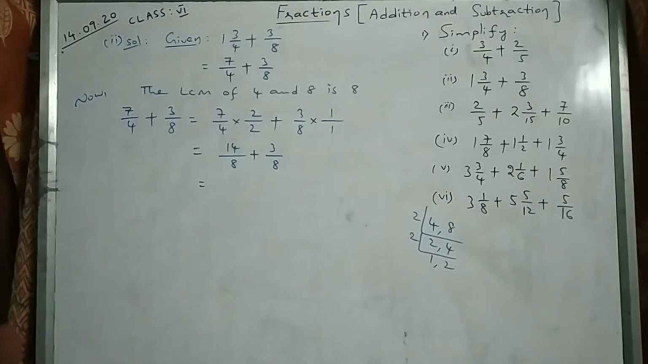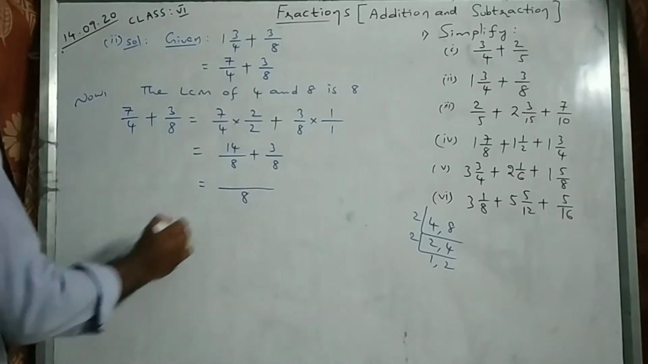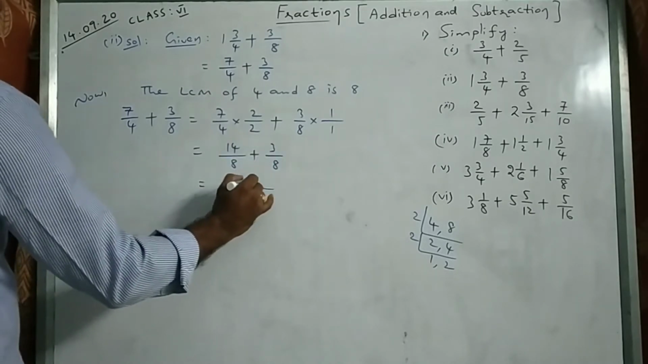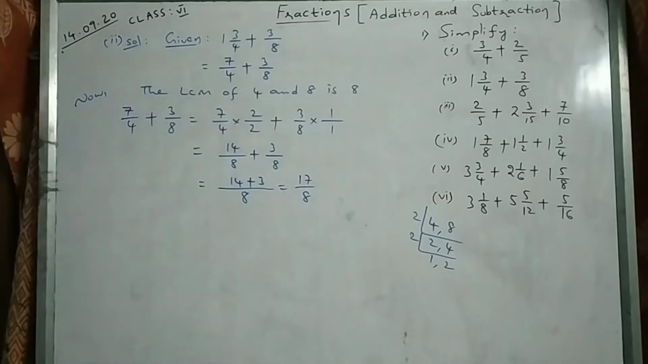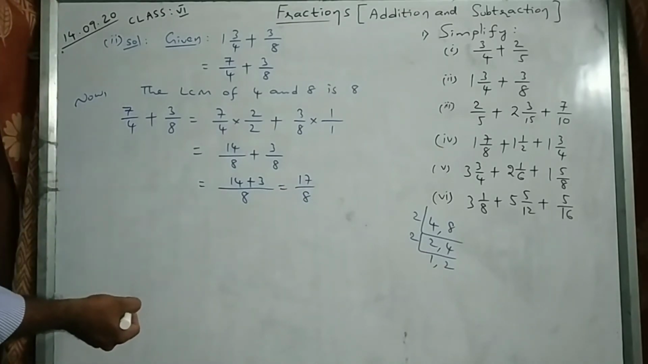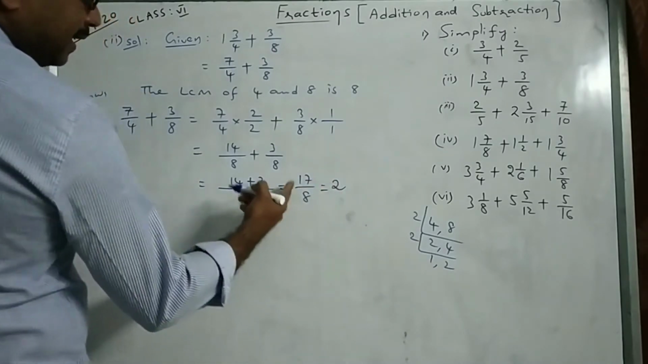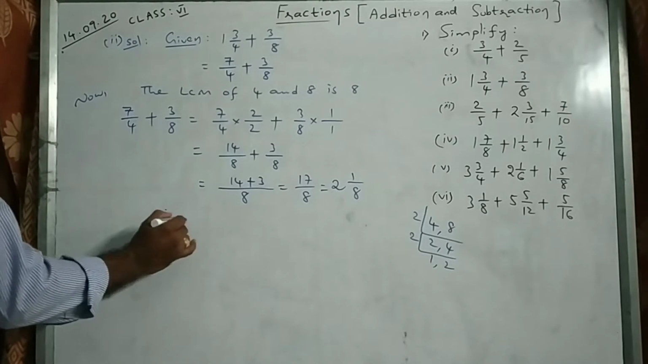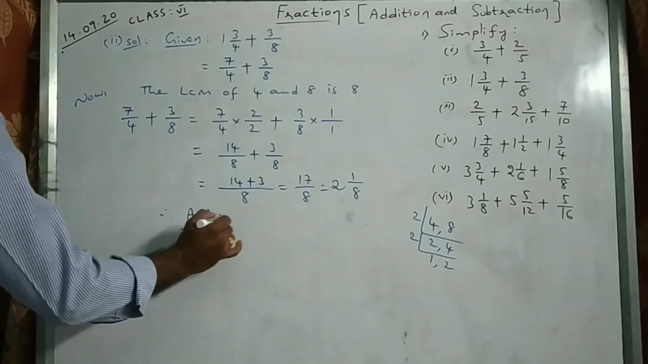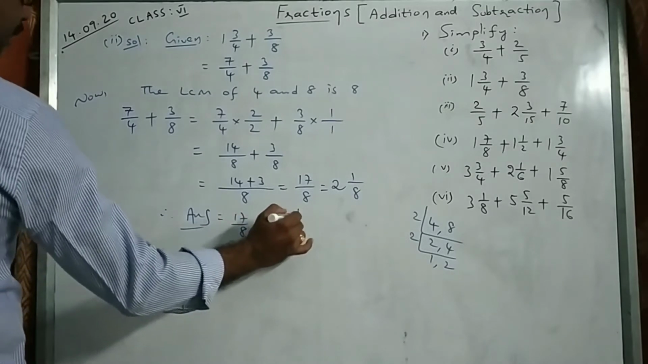So see, now they change it into like fractions, so we write only once the denominator. Numerators can be added directly. 14 plus 3, 17 by 8. It is also improper fraction. 8 2s are 16. Then 1 will remain upon 8. You can write like that. So answer is 17 by 8 or 2 1 by 8.